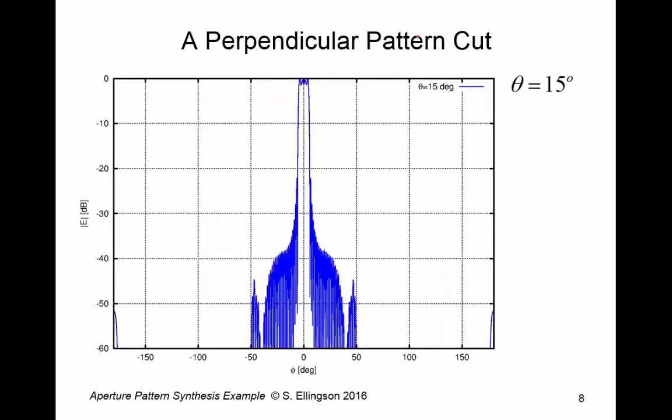Here's a pattern cut that's perpendicular to what I just showed. So here we're rotating in phi, and this is for theta equals 15 degrees. So this is the perpendicular cut through the pattern. And remember, we specified that phi from minus 5 to plus 5 degrees, we wanted roughly uniform directivity. And it looks like we've accomplished that. In other words, it's roughly uniform directivity between minus 5 and plus 5 degrees. It drops off quickly thereafter.